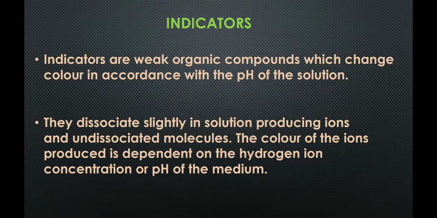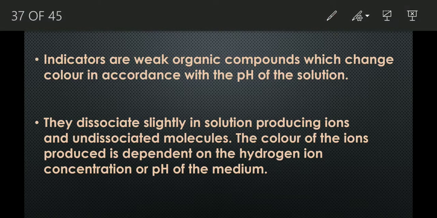In this video, I will talk about indicators. So what are indicators? Indicators are weak organic compounds which can change their color according to the pH of the solution. That means when we put an indicator into a solution, the indicator will change its color according to the pH of that particular solution. Later in this video I will tell you about pH, but for now you know that indicators change their color according to the pH of the solution.